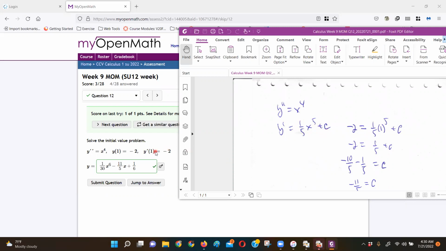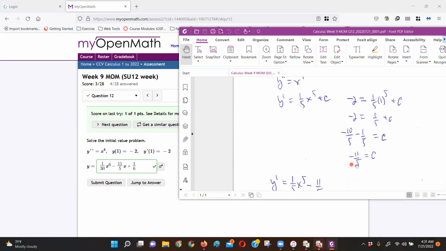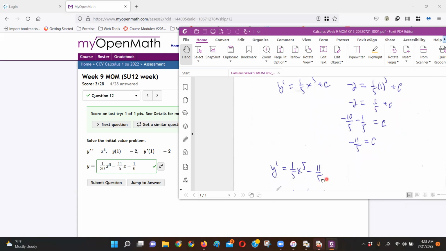Then they told me that the first derivative, when x is 1, y equals -2. So I just took this information, replaced -2 for y and 1 for x, and did the arithmetic. We certainly could write this as -0.2, and I don't think that would be wrong, but if you write it as a fraction it tends to get marked right. So I rewrote -2 as -10 over 5, and then subtracted 1/5. I got -11/5. So now here's my first derivative without any constants.